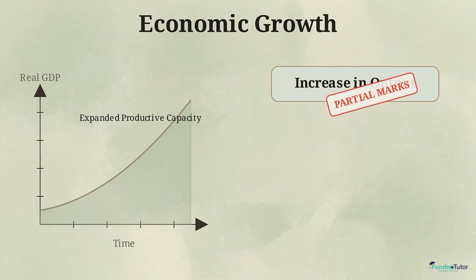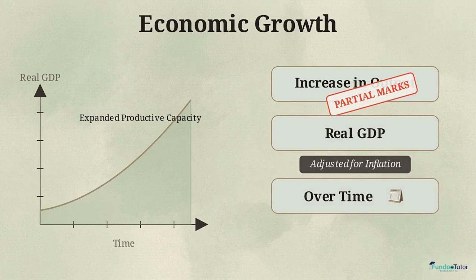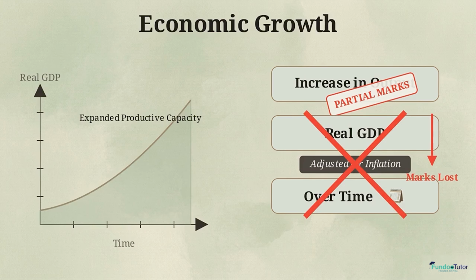Writing just an increase in output gets partial marks. You must specify GDP is real, adjusted for inflation, and happens over time. Missing these qualifiers loses marks.